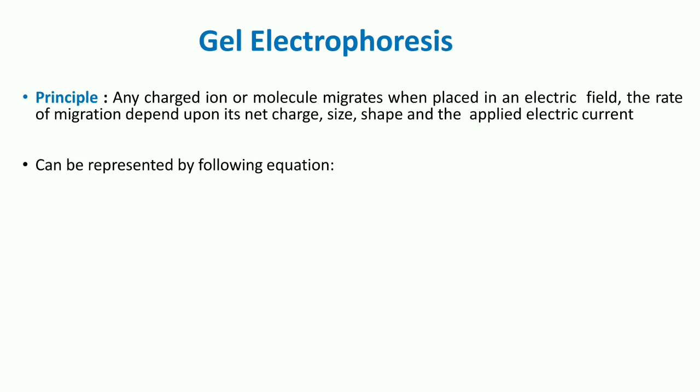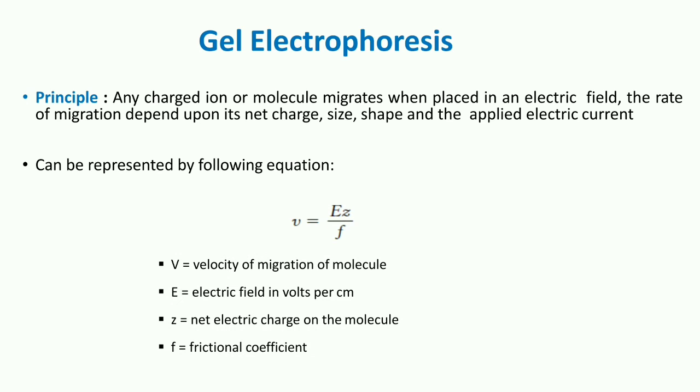So the velocity at which proteins will migrate can be represented by the formula V = Ez/F, where V stands for the velocity of migration of the molecule, E stands for the electric field strength in volts per centimeter, Z is the net electric charge on the molecule, and F represents the frictional coefficient.